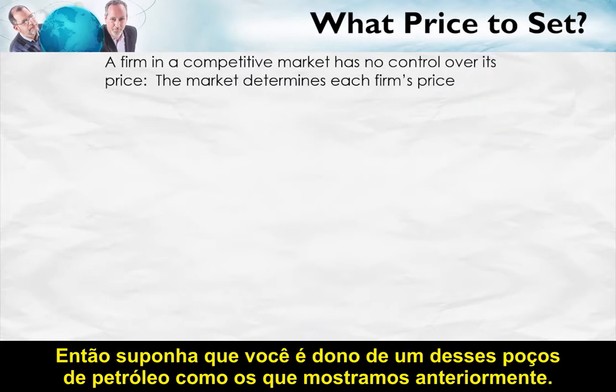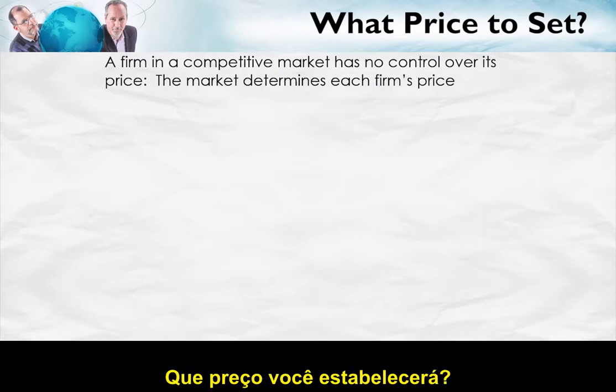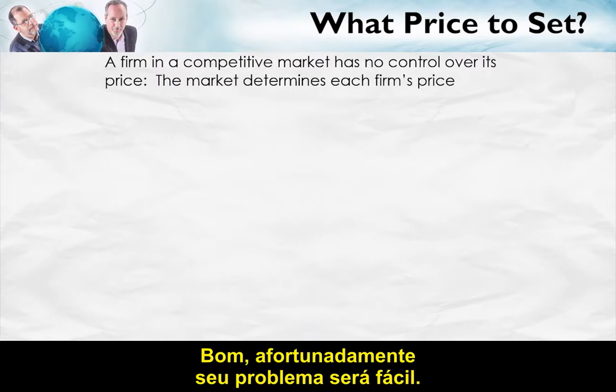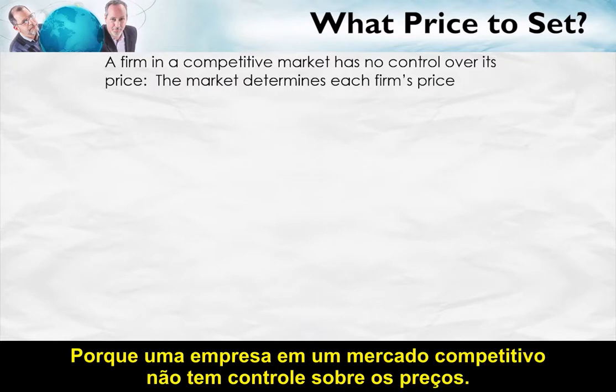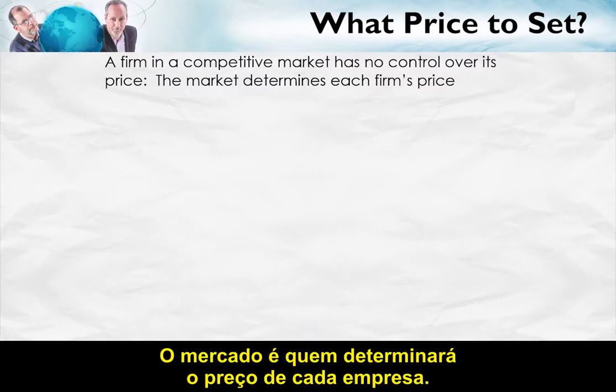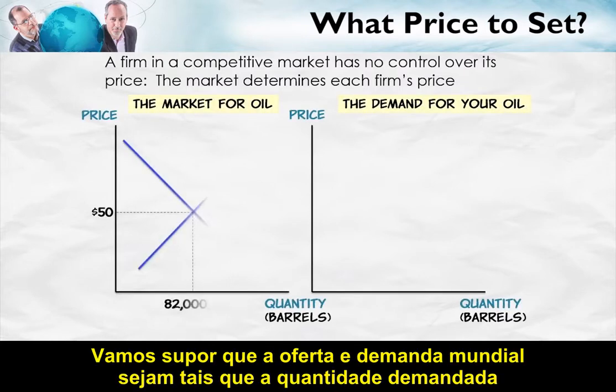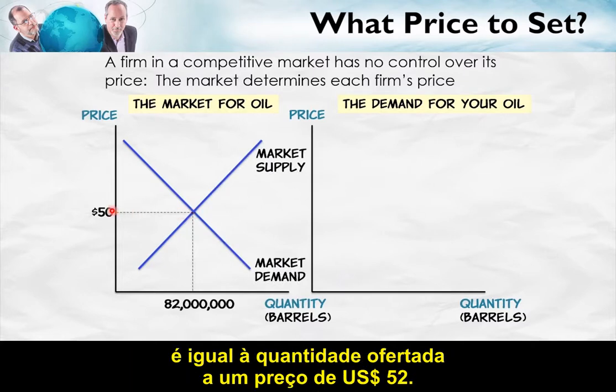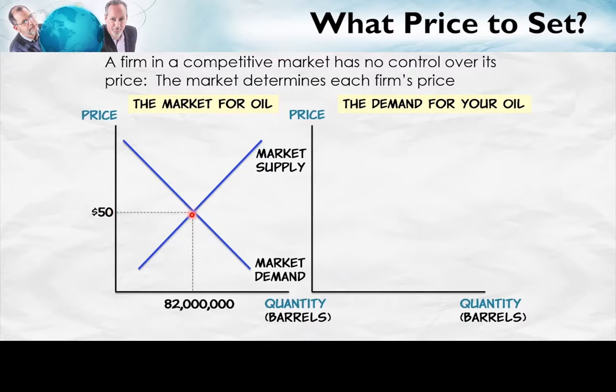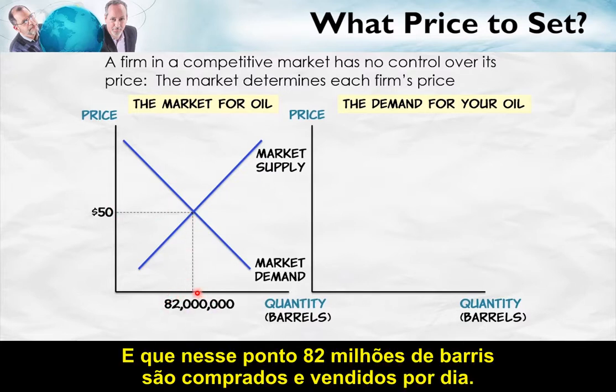So let's suppose you own one of those stripper oil wells I showed in the previous slide. What price are you going to set? Well, fortunately, your problem is going to be really easy, because a firm in a competitive market has no control over its price. The market determines each firm's price. So let's take a look at the market for oil, and suppose that the world demand and supply are such that quantity demanded is equal to quantity supplied at a price of $52, at which point 82 million barrels of oil a day are bought and sold.